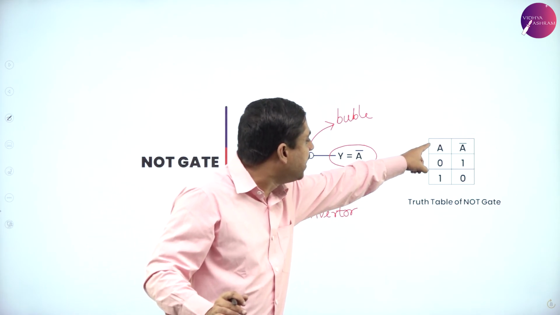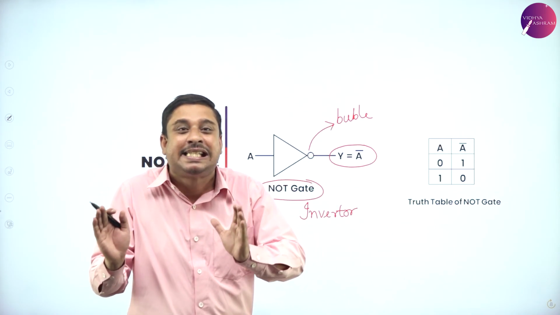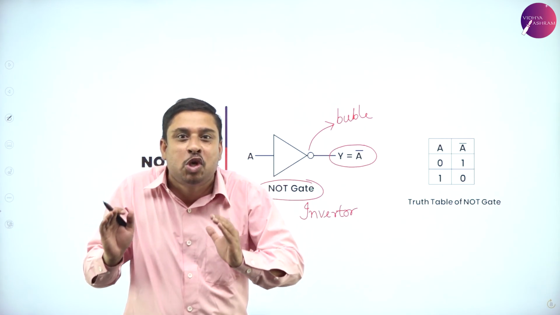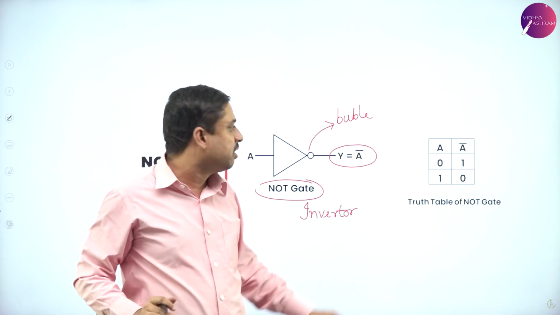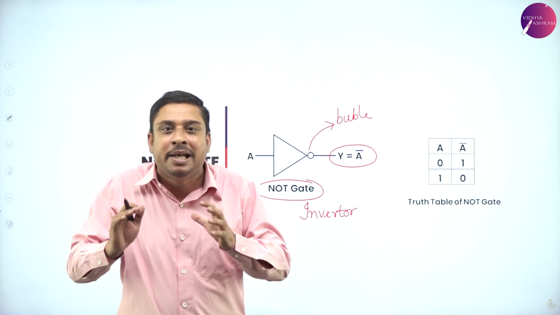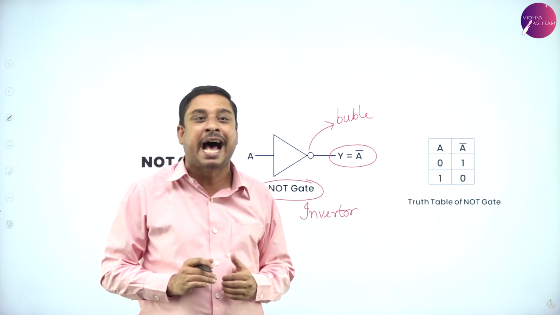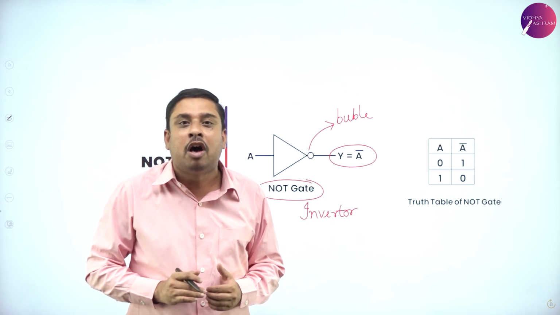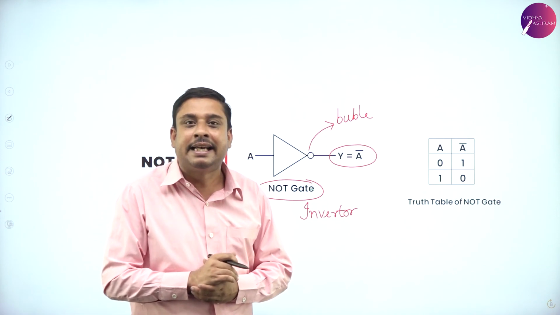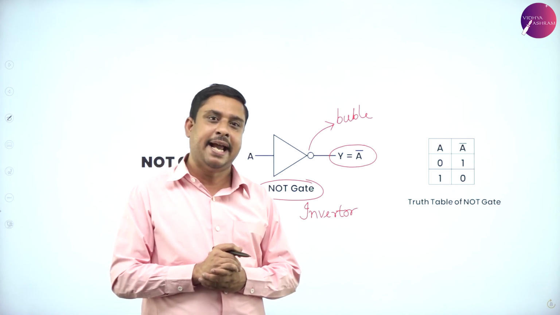So if you observe, if A is 0, A bar is 1. It is inverting the input. If the input is low, the output is high. If A is 1, A bar is 0. If the input is high, the output is low. Therefore, you call this an inverter or complementer. It will invert the given input. So, this is called the NOT gate.